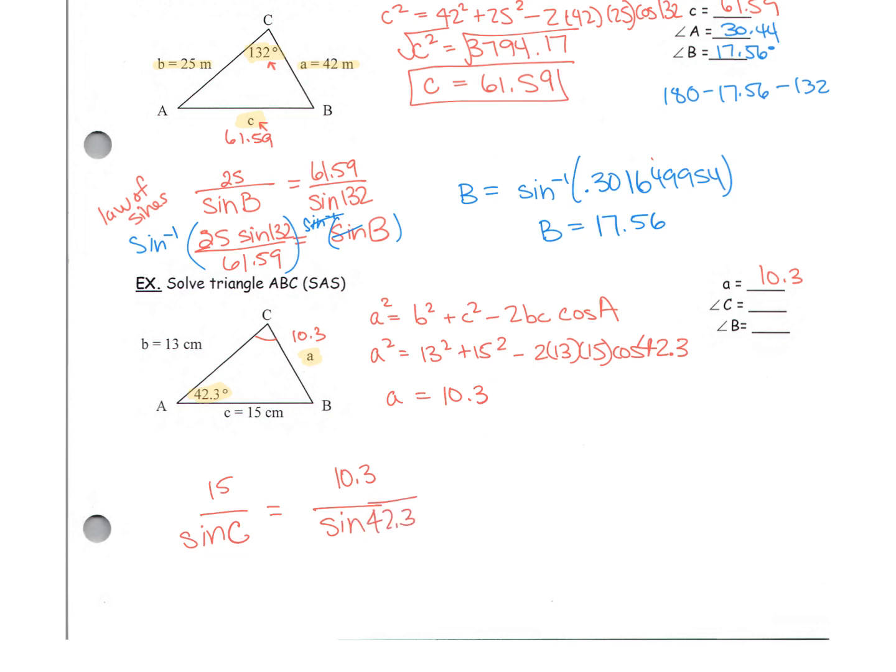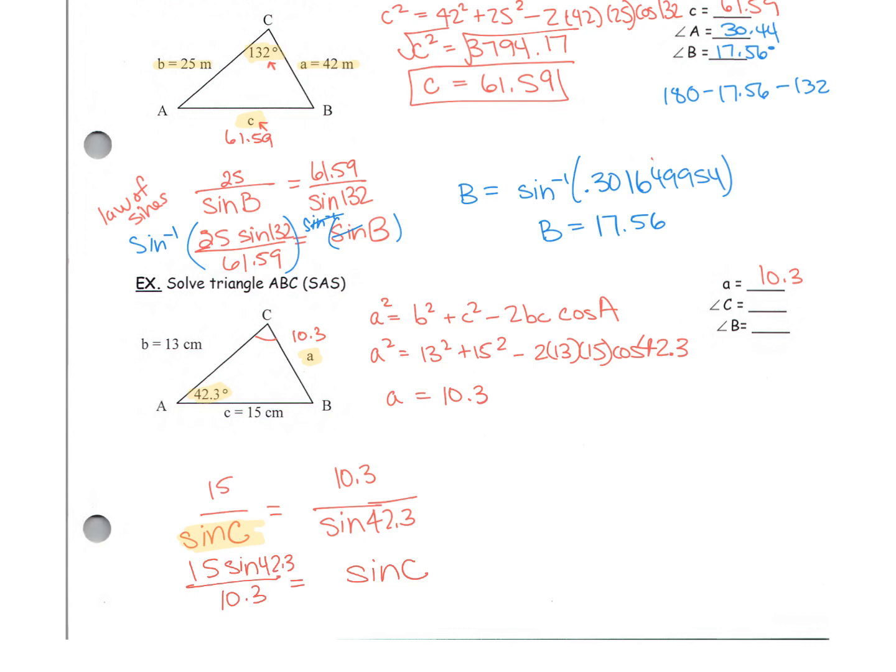So now again, what I was trying to talk us through last time is my variable is down here in the denominator. I need to multiply both sides by this to get it up into the numerator. So that means my sine C will be on the other side when I multiply it over. I still have a 15 here. And my sine 42.3, I'm going to multiply both sides by it to move it to the left side. And my 10.3, I'm going to divide both sides by it to move it away. And I get this fraction equal to sine C.